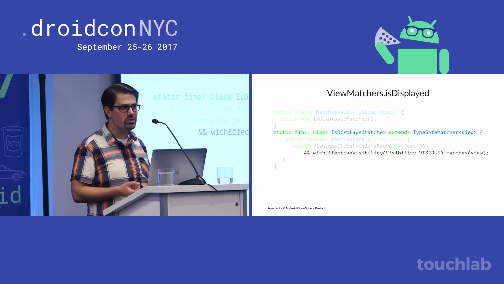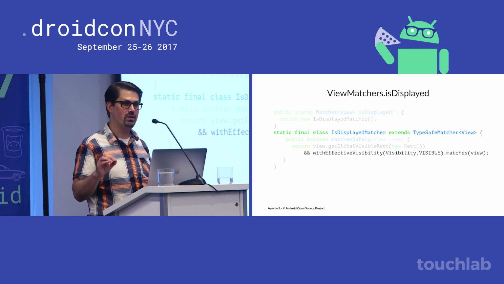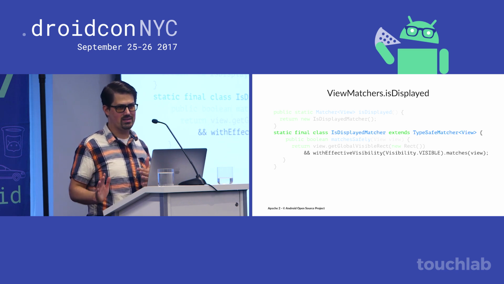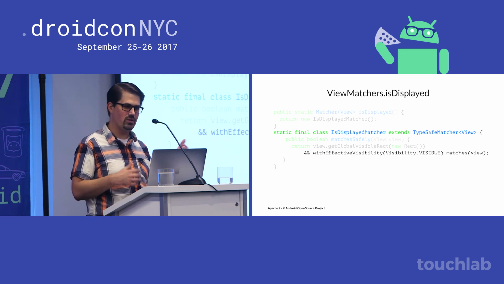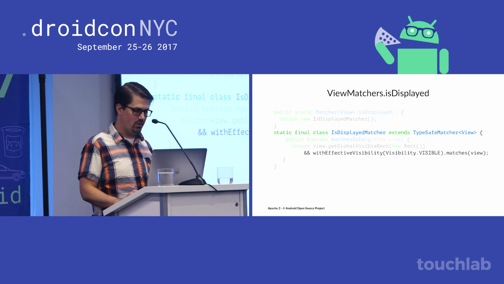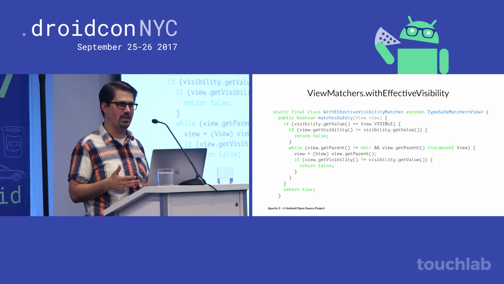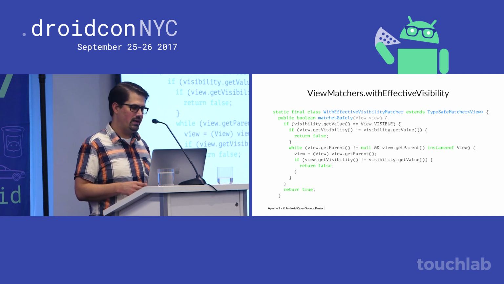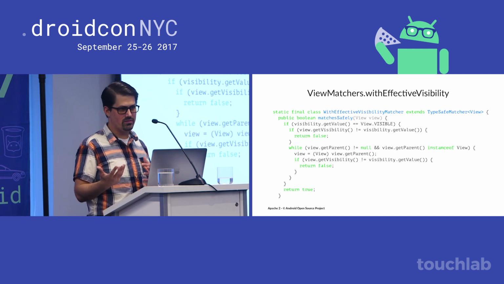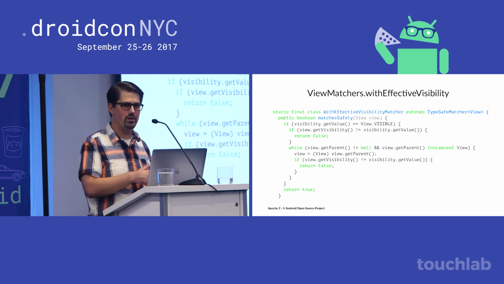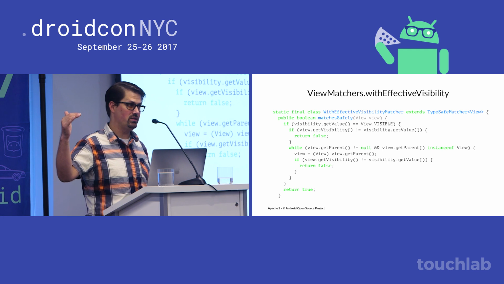Well, you can't just check visibility on the view itself, because if its parent's invisible, it's not going to be displayed, or if its grandparent's invisible, it's not going to be displayed. So you have to call this method with effective visibility, and it's actually delegating to another matcher here. This matcher looks at the view. Is the view visible? Okay, the view's visible. Well, check its grandparent and go up the tree looking at the view parent and the view parent of that view parent, and just make sure all the way up the view hierarchy it's visible.